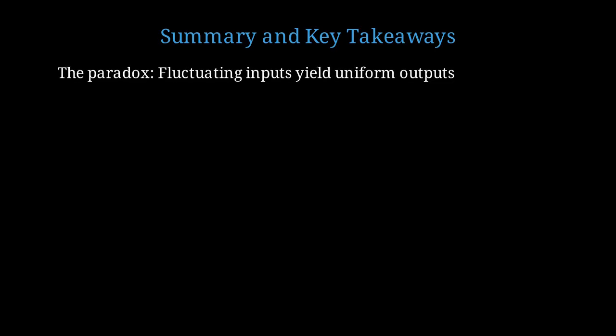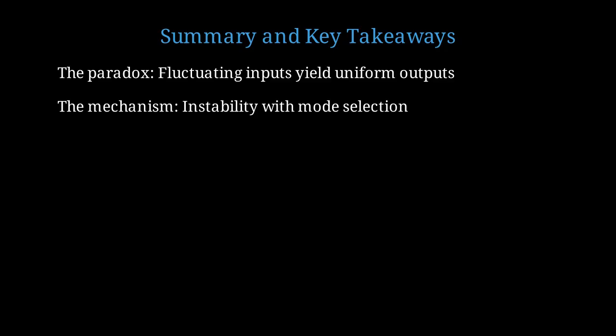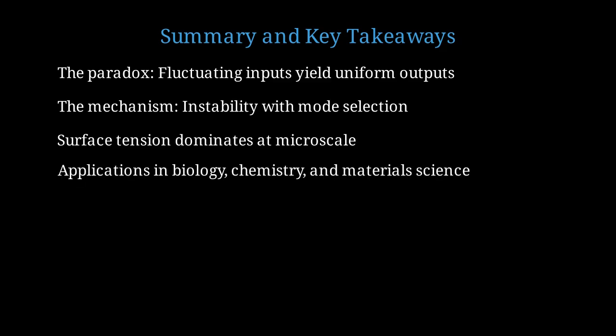Let me summarize the key insights from this lecture. The Digital Droplet Paradox shows how fluctuating, chaotic inputs can produce perfectly uniform outputs. The mechanism is hydrodynamic instability combined with natural mode selection that picks the fastest growing wavelength. At the microscale, surface tension completely dominates, creating deterministic behavior. This enables revolutionary applications in digital PCR, drug screening, single-cell analysis, and materials synthesis.